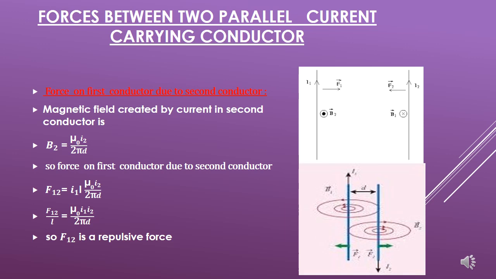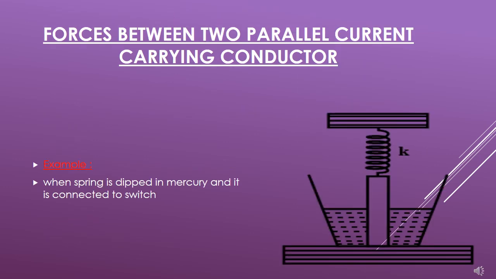So we can say if there are two conductors placed parallel to each other and the current is flowing in the same direction, then there is a force of attraction between the two, and the force is F21 equals I2 L mu naught I1 upon 2 pi D. If the two parallel conductors carry current in the opposite direction, then there is a force of repulsion between the two, and the force is F21 equals I2 L mu naught I1 upon 2 pi D. On this basis, we have many examples.